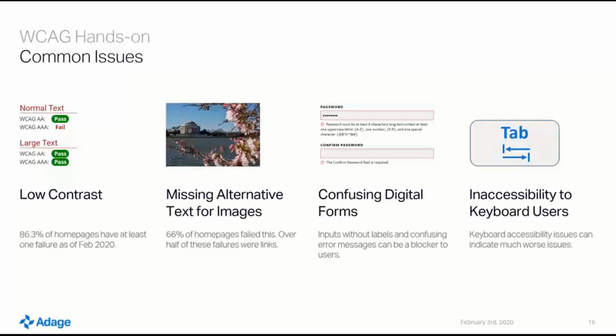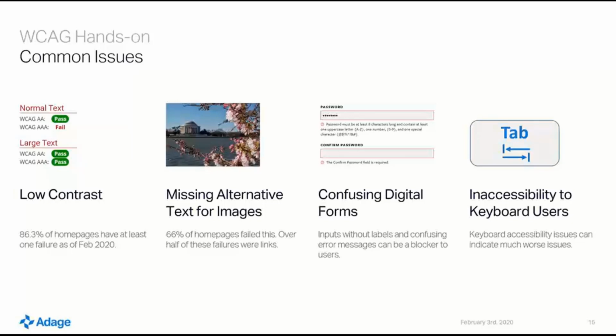86.3% of the top 1 million homepages had at least one detectable contrast failure in the most recent WebAIM survey. And we're going to reference that WebAIM survey a lot. WebAIM is a very prominent name in accessibility, and they do a yearly survey of the state of accessibility on the web. So they have a lot of great data.